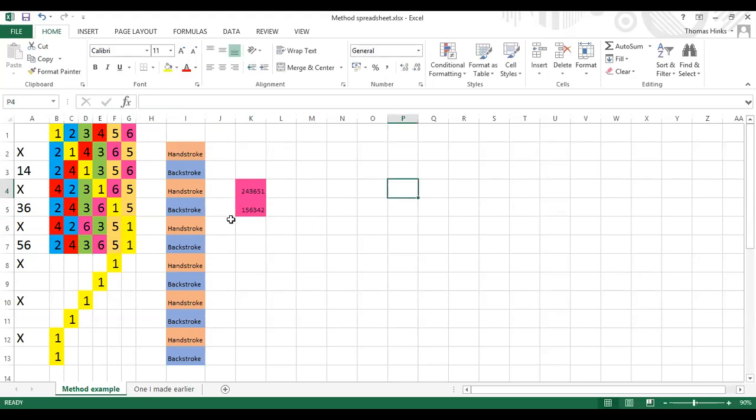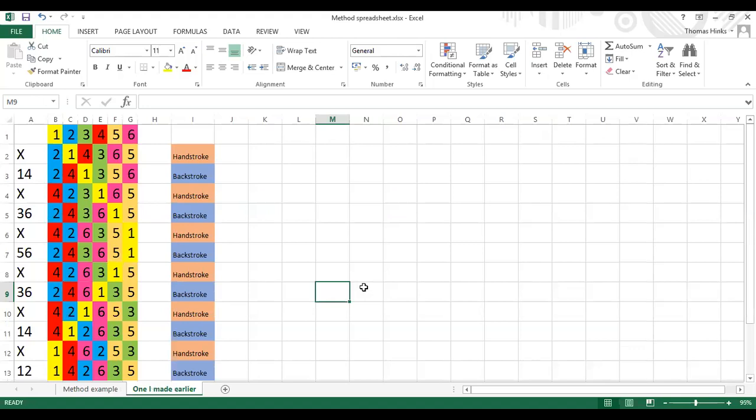And what we've actually created here is a double method. Here's one I made earlier. What we've created here is a method called Double Oxford Bob Minor, which means that basically what's happening here is sort of mirrored in what's happening here in the method. If we go back to the PowerPoint, we'll be able to see that a little bit more clearly.